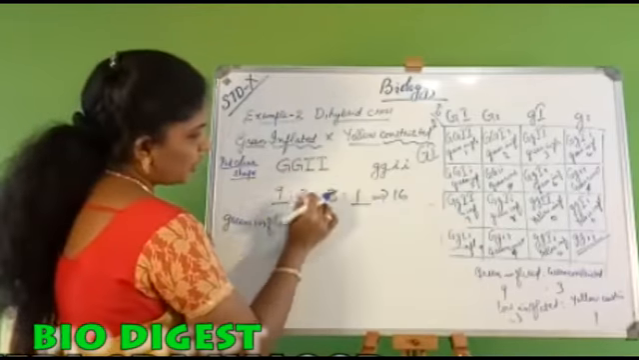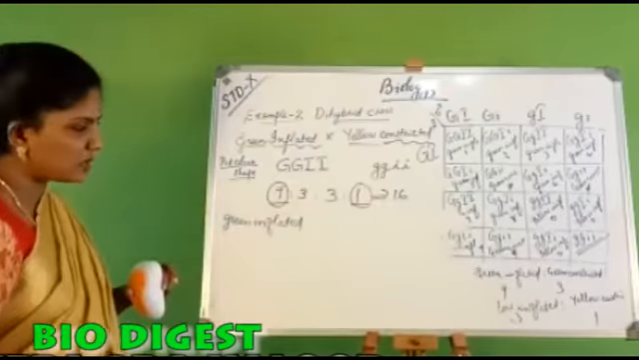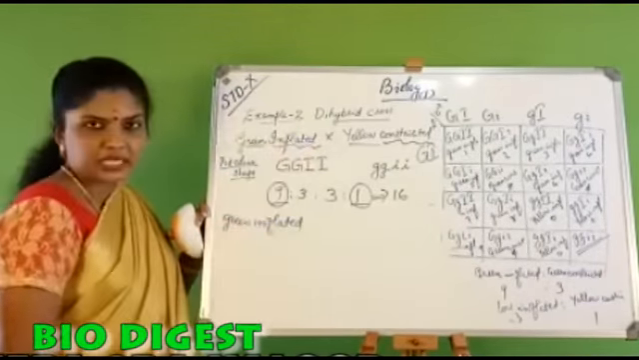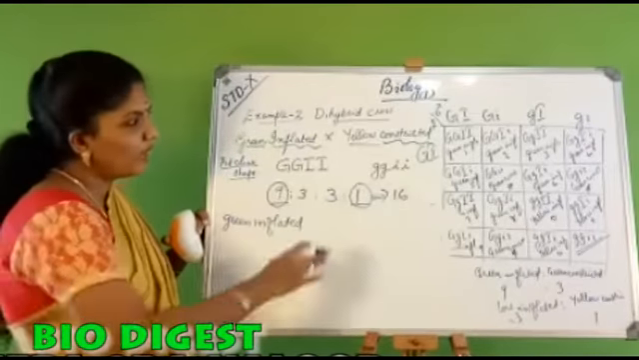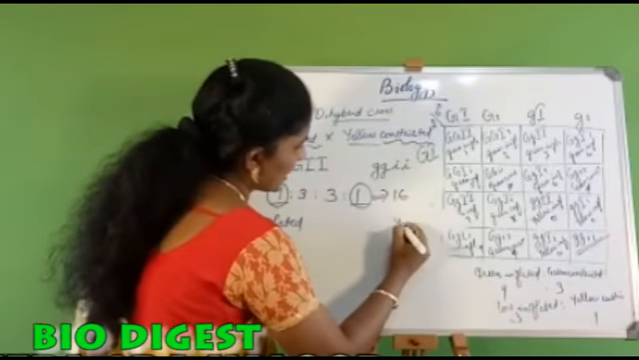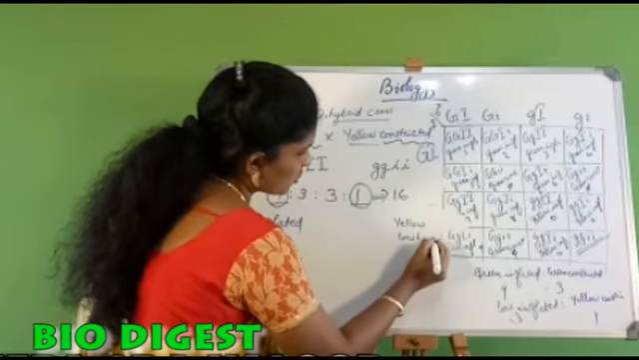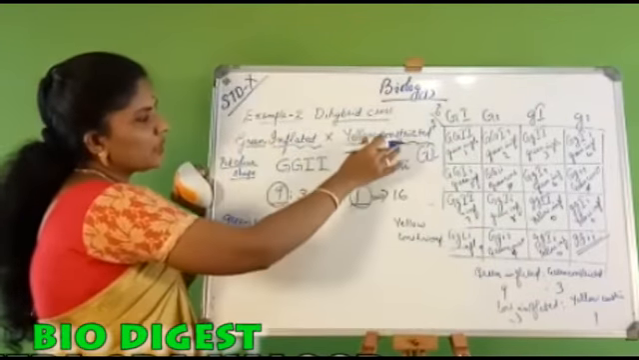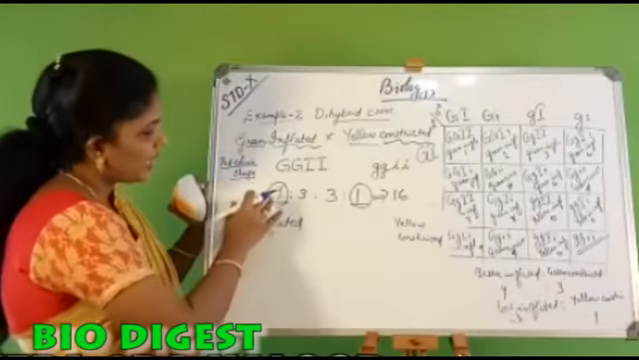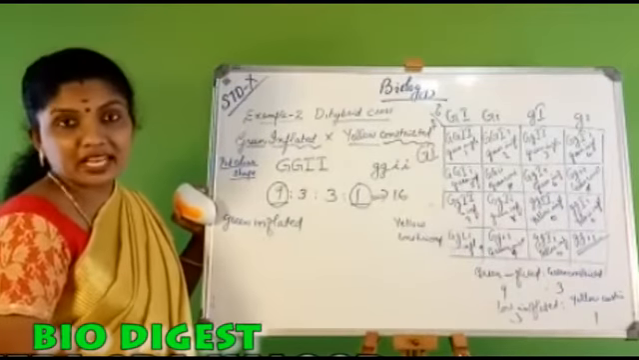Then I told you about the extreme numbers first. First we are bothered only about these extreme numbers. So 9 is this dominant parent, green inflated. What about this 1? 1 will be the recessive parent's character, that is yellow constricted. Understood? So we got the 2 extreme ends. If you are crossing 2 plants having 2 contrasting characters, 9 will be showing the dominant character and only 1 plant will be showing the recessive character.